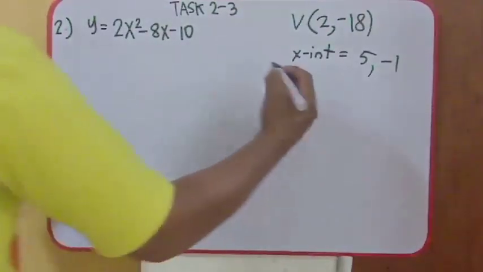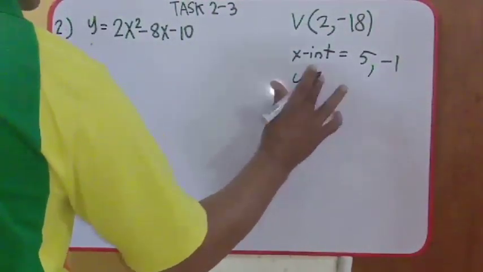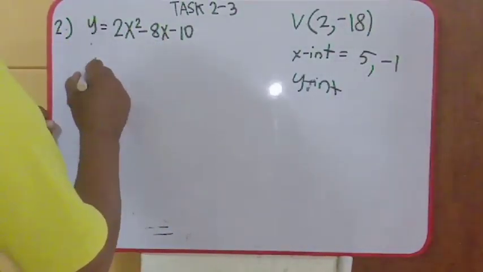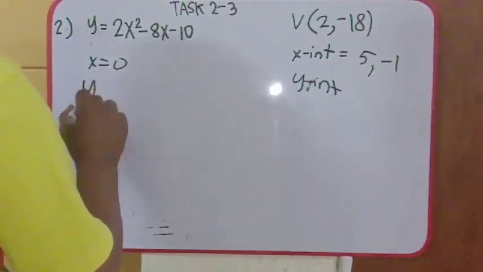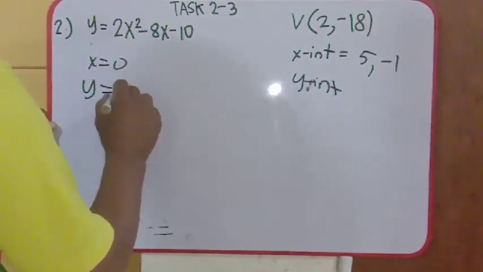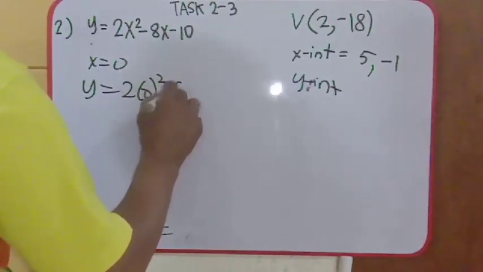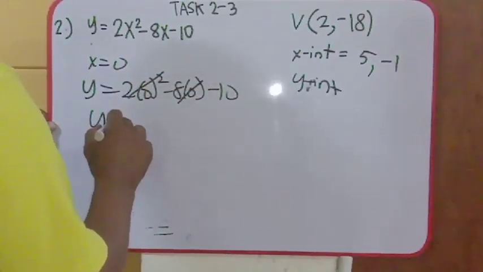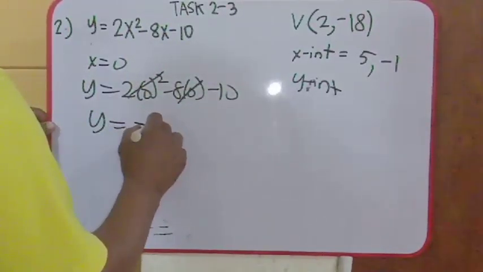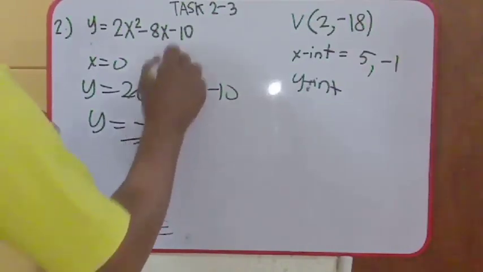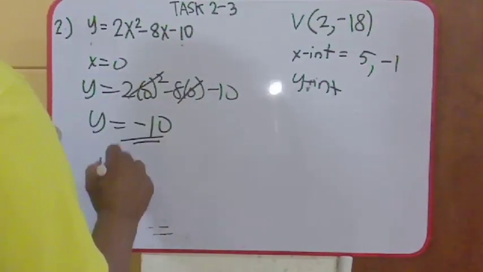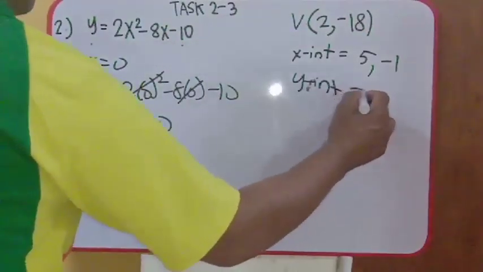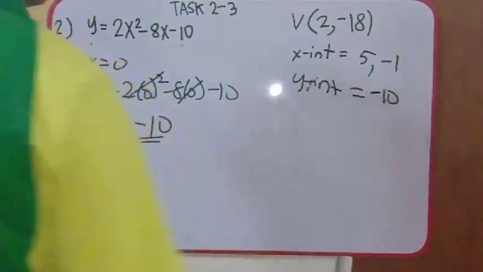Next, y-intercept. Okay, y-intercept. So, y-intercept, x equals 0. Okay, so y equals, so eliminate. So, we have 2 times 0 squared minus 8 times 0 minus 10. Cancel. So, y equals to negative 10. So, this is our y-intercept, or C. Y equals to C, C equals to negative 10. So, our y-intercept equals negative 10.